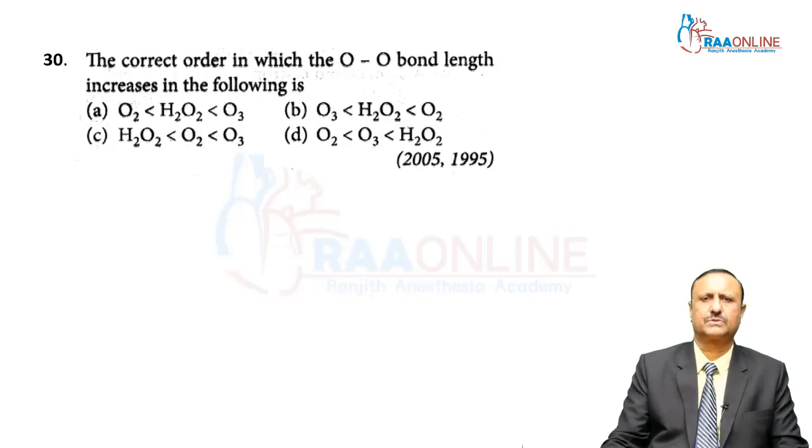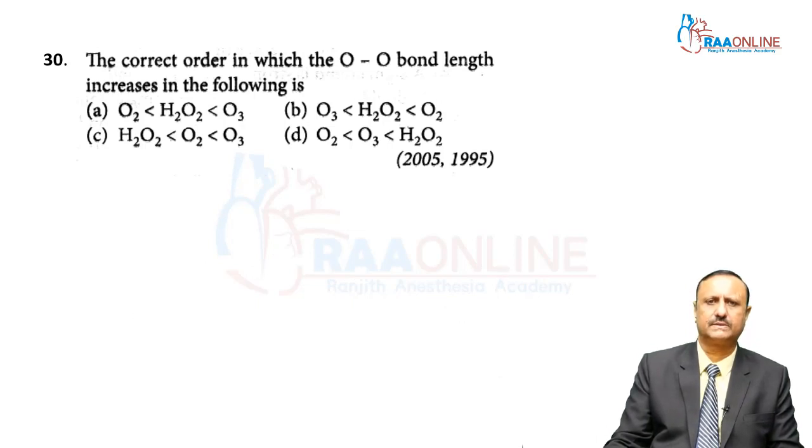Now, we can go to question number 30. The correct order in which the O single bond O bond length increases in the following is. Here, my dear students, this question was asked first of all in 1995, and then this question was asked in 2005.